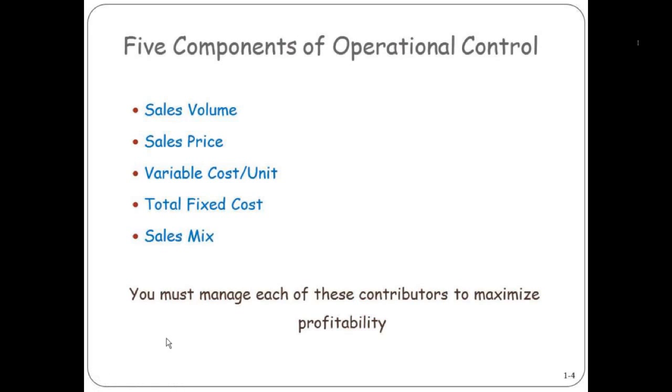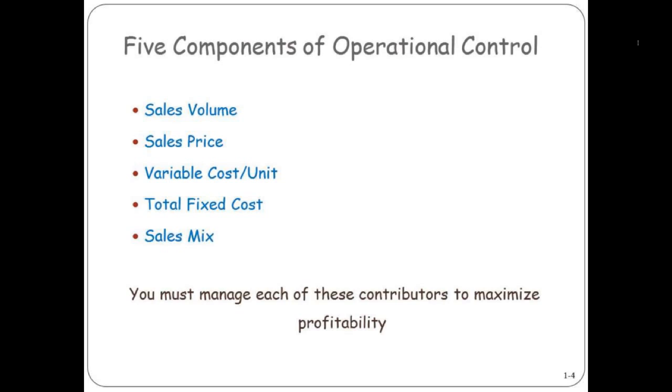So as you're looking at your performance, you really want to look at 5 parameters. Are you selling as much as you expected? Are you selling for the price you expected? Are your variable costs per unit as expected? Are your total fixed costs as expected?